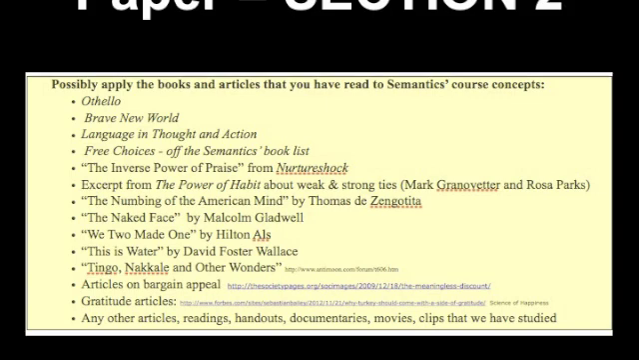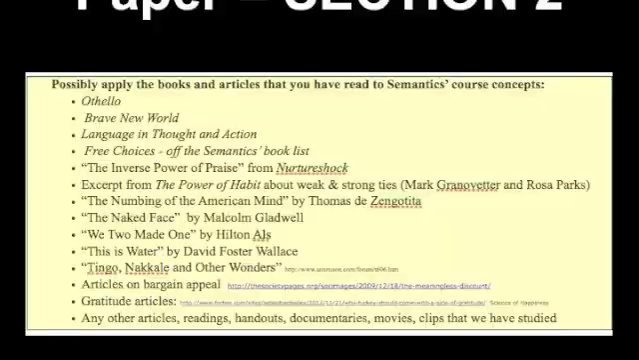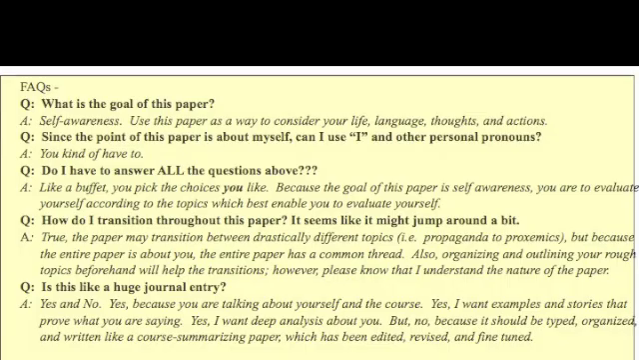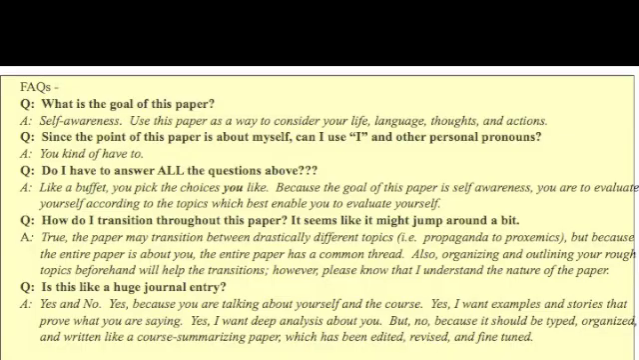Any of those chapters or excerpts or articles that we have read together, please go ahead and talk about the books and the clips and the movies and the documentaries that we have used to supplement our understanding of semantics. So the goal for this paper, or the thesis of this paper, would be to consider yourself, to be self-aware, to use this paper to consider your life, your thoughts, your actions, your language. And because of that, you can use the word I.